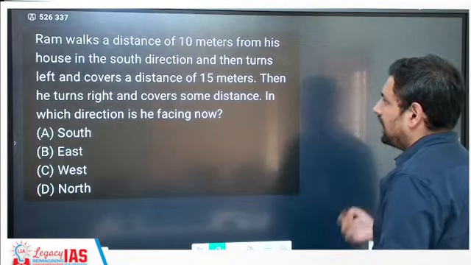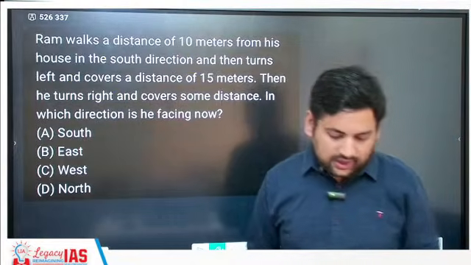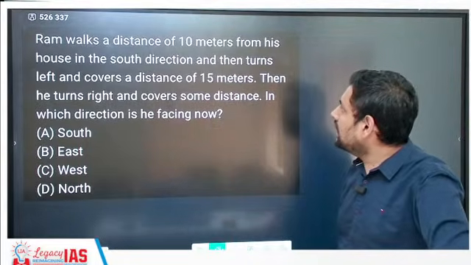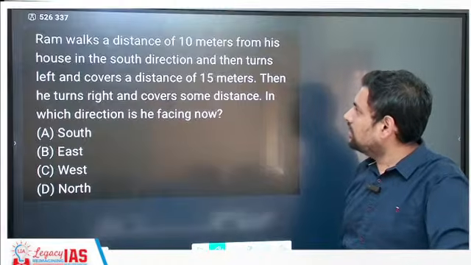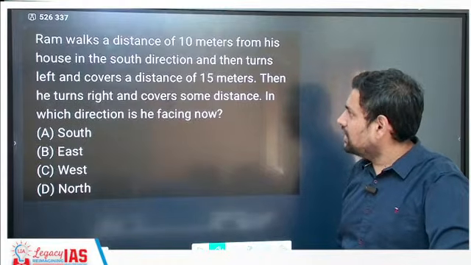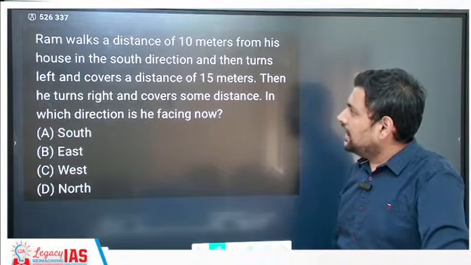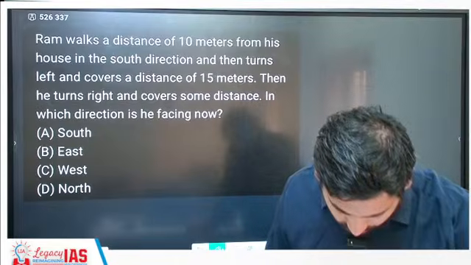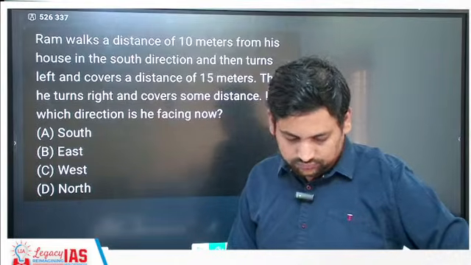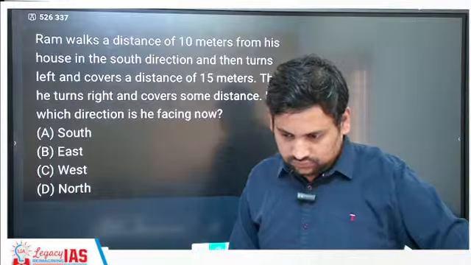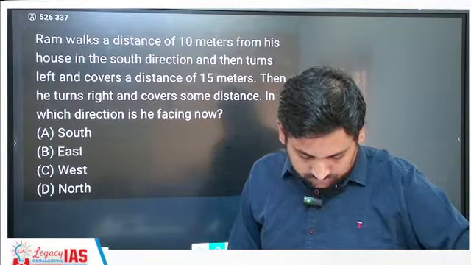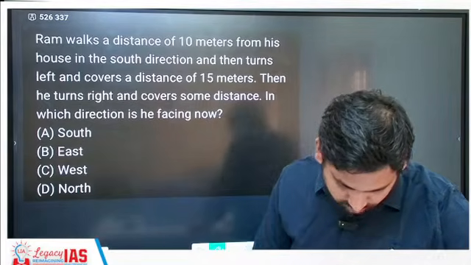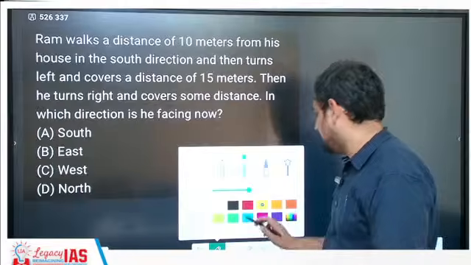Now you try this. Ram walks a distance of 10 meters from his house in the south direction, then turns left and covers a distance of 15 meters. Then he turns right and covers some distance. In which direction is he facing now?